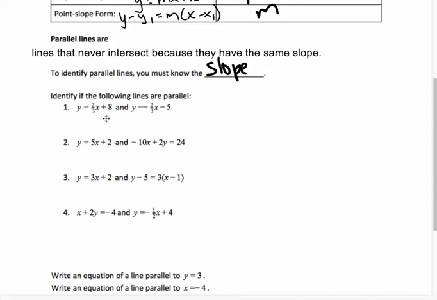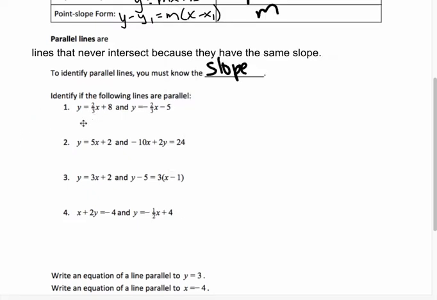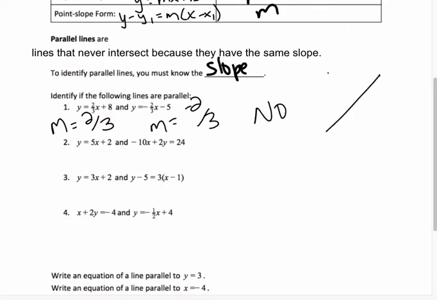All right, so what we're going to be doing here is identifying if the following lines are parallel. In order to know if they're parallel, we have to find the slope, because parallel lines have the same slope. They have the same rise and run, which is why they never cross. So let's take a look at the first one. y equals 2/3 x plus 8 and y equals negative 2/3 x minus 5. Well, these are both in slope-intercept form. So this m is 2/3 and this m is negative 2/3. Are those parallel? No, they are not, because they do not have the same slope. This line is going to be rising 2/3 and this one's going to be falling 2/3. So those are not parallel.